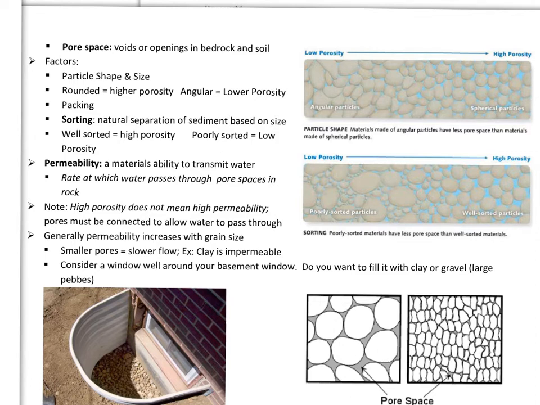Okay, so permeability, a material's ability to transmit water, right? Yes, it's important to have pore spaces. Yes, it's important that pore spaces are connected. However, high porosity does not mean high permeability, and that's in your notes here. It's going to be a pretty big deal, so make sure you all take a little time to understand that one.